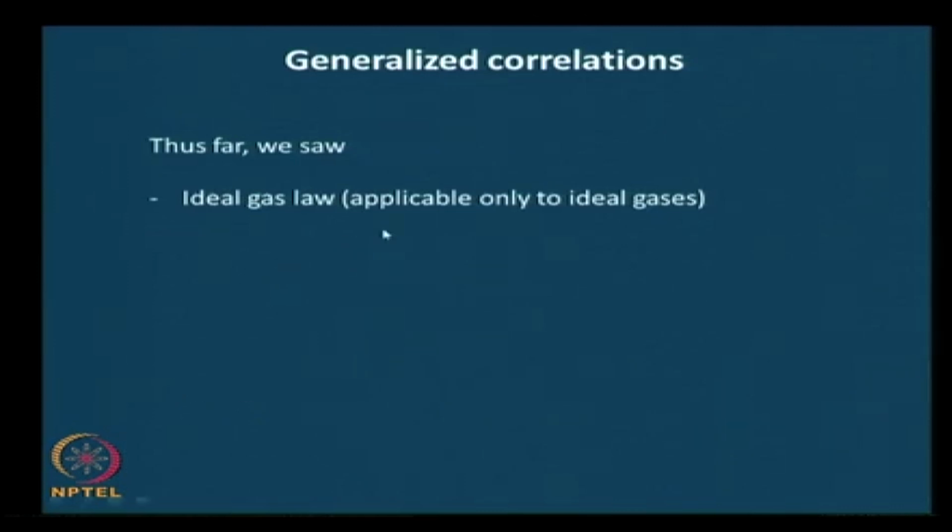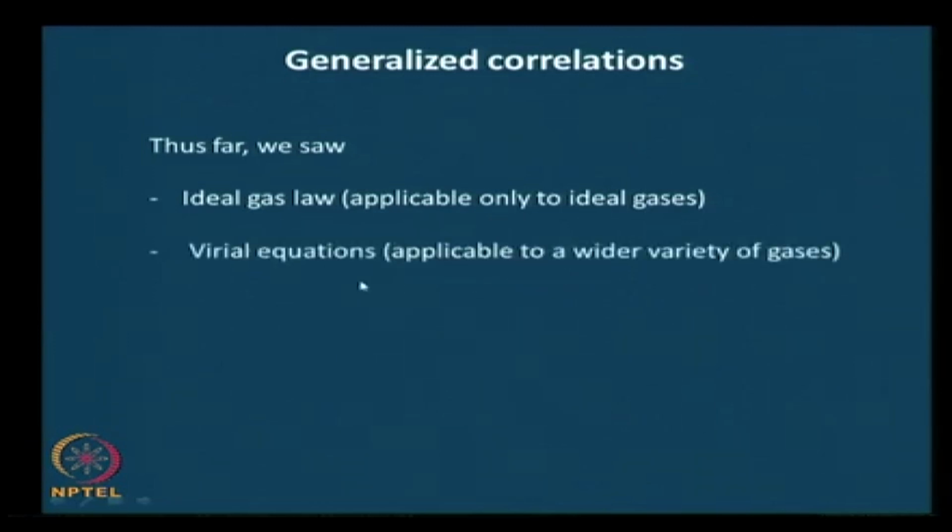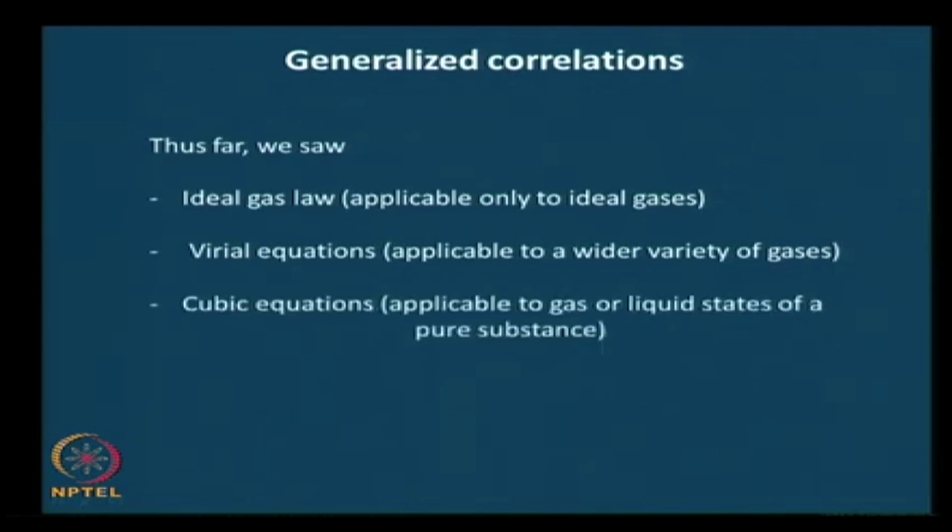Now let us look at something called generalized correlations. To see this in the context of whatever we have already seen: the ideal gas law, which is applicable only to ideal gases, very few gases; virial equations, which are applicable to a wider variety of gases; and the cubic equations, the van der Waals and Redlich-Kwong being examples of cubic equations of state that we saw. These are applicable to a gas or a liquid state of a pure substance.